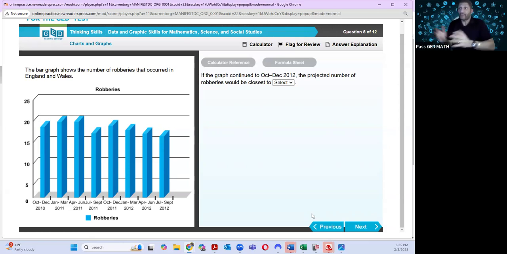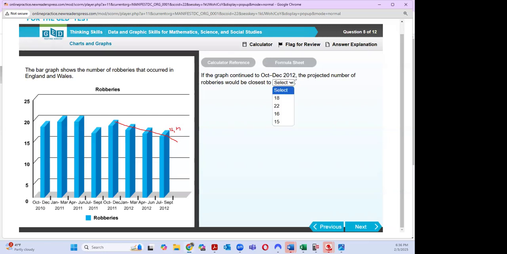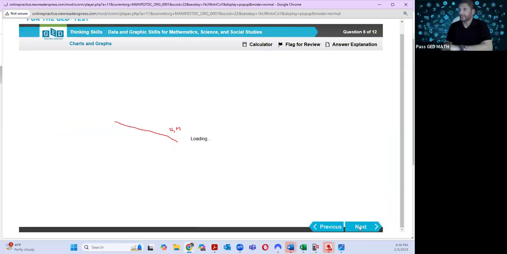the GED. So right now, if the graph continues, October to December 2012, the projected number of robberies will be closest to. So I'm looking at it. It's going October to December 2012, so it's going 3 months at a time. Here it's going down, down, down. So what do you expect after this? You think it's going to go up or down? I think it's going to go down. So now this is at 15 right here, a little bit above. So let's call that 17 or 16. I don't know what you call it, 16, 17. So what's lower than that? It's 15. There you go. That's it.